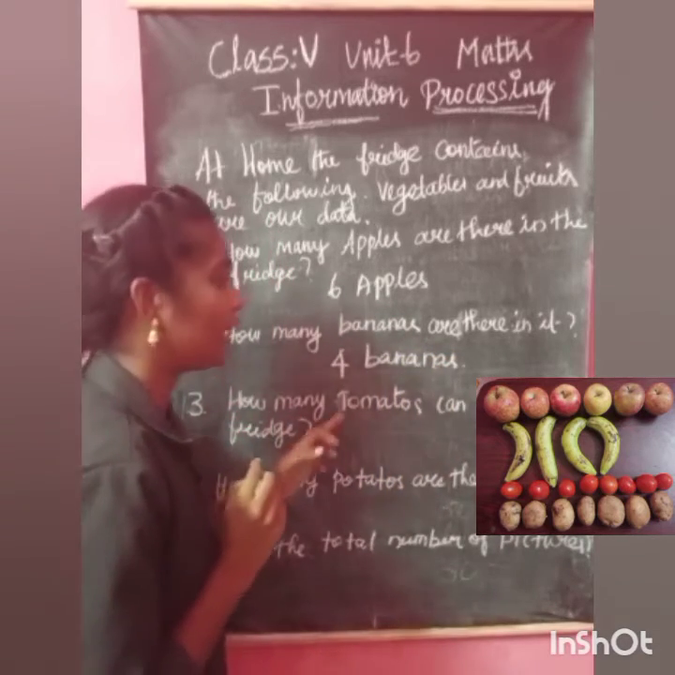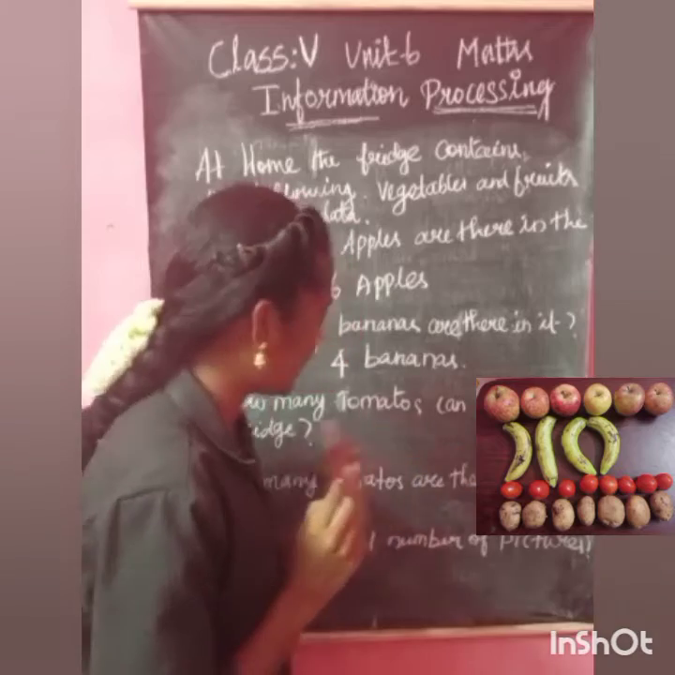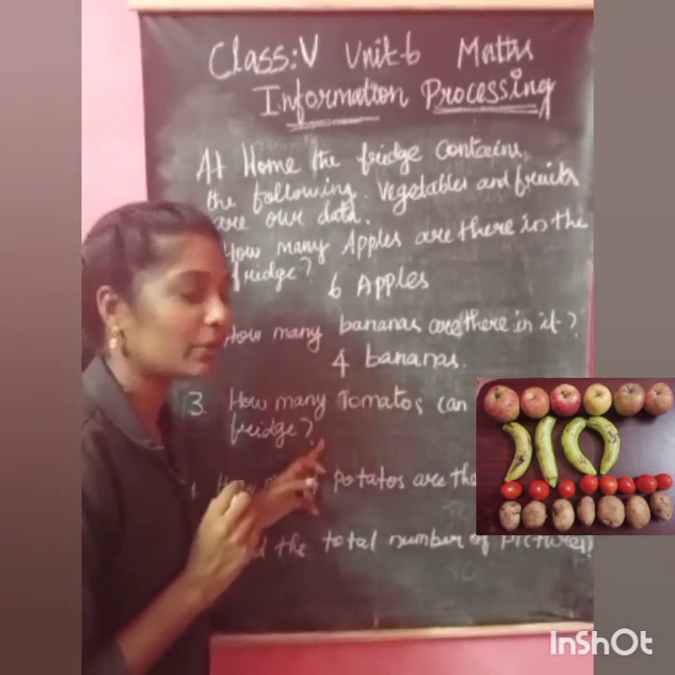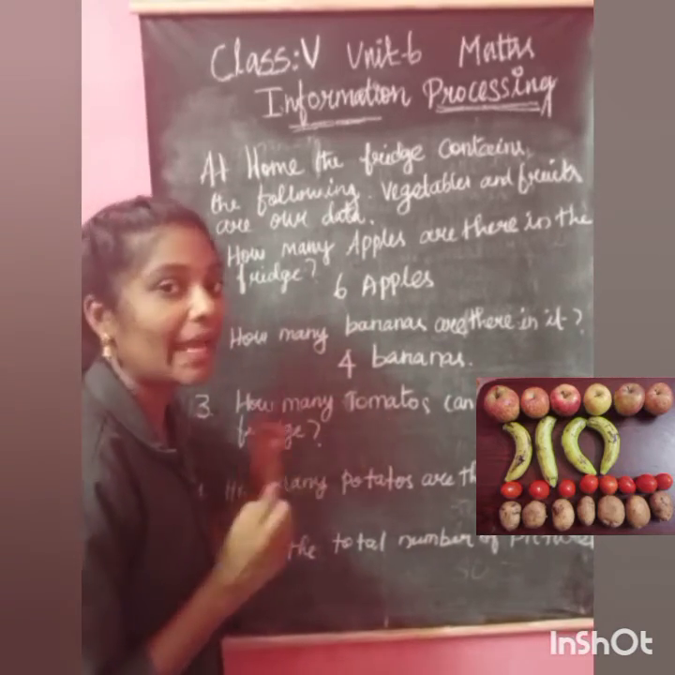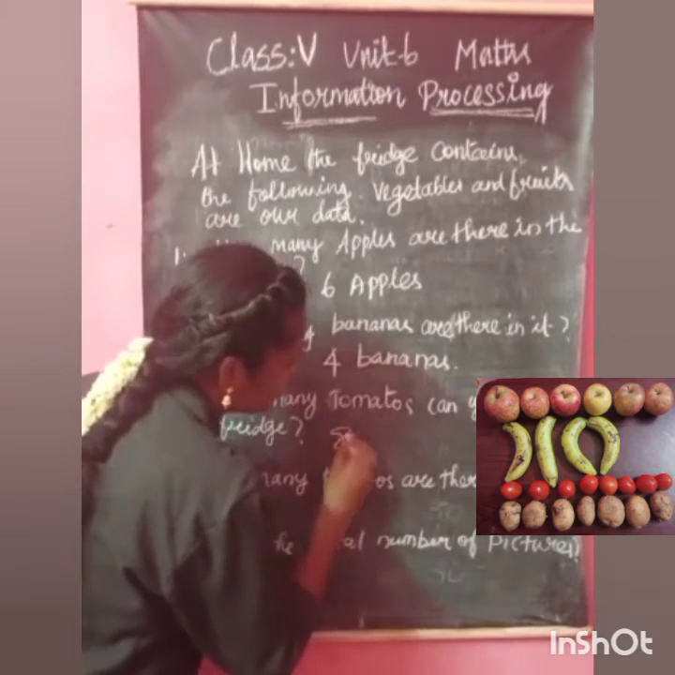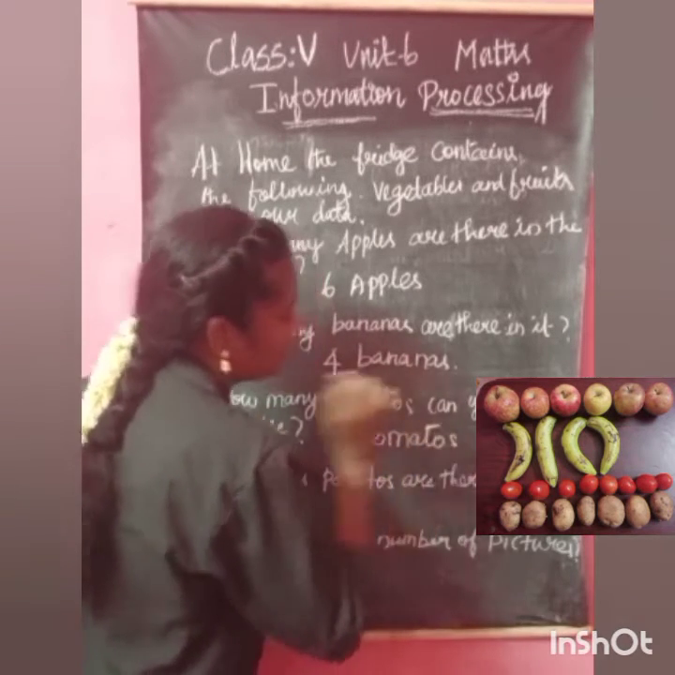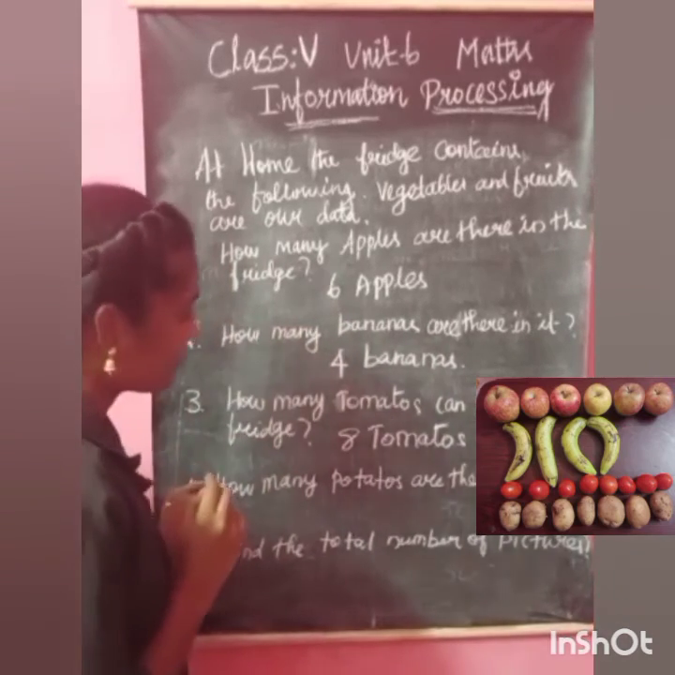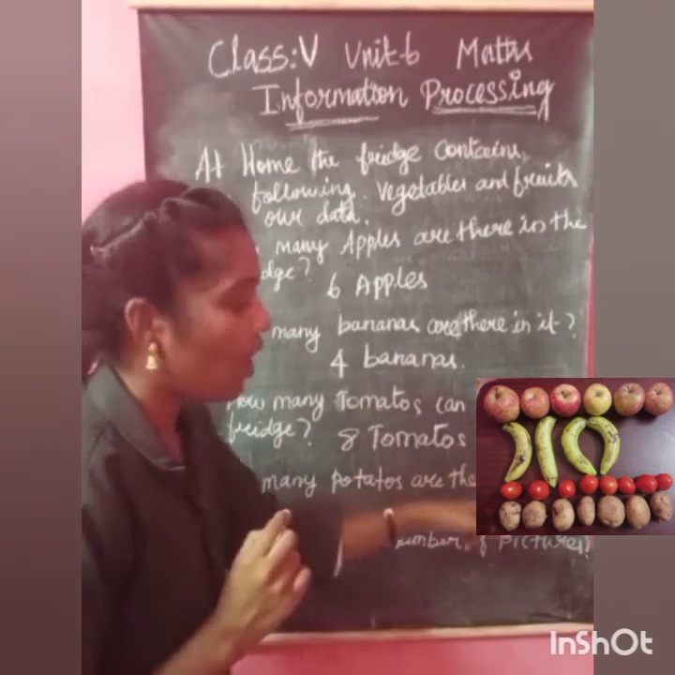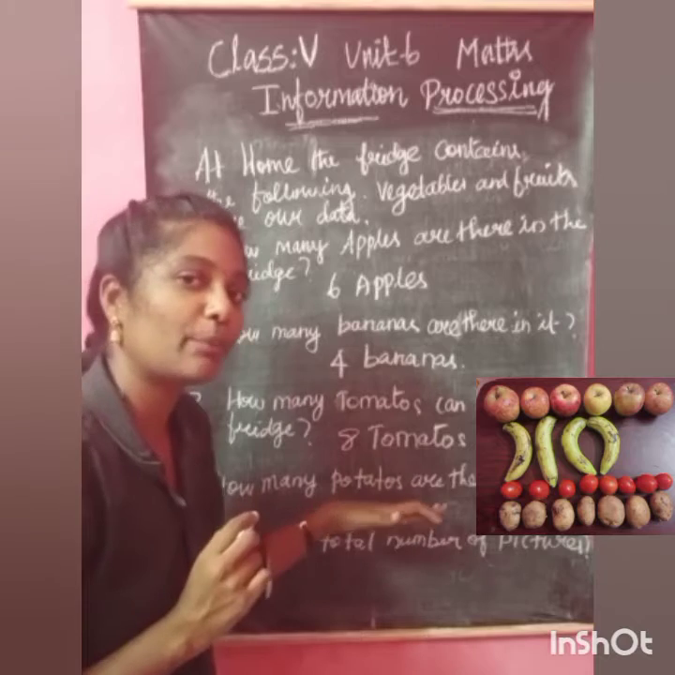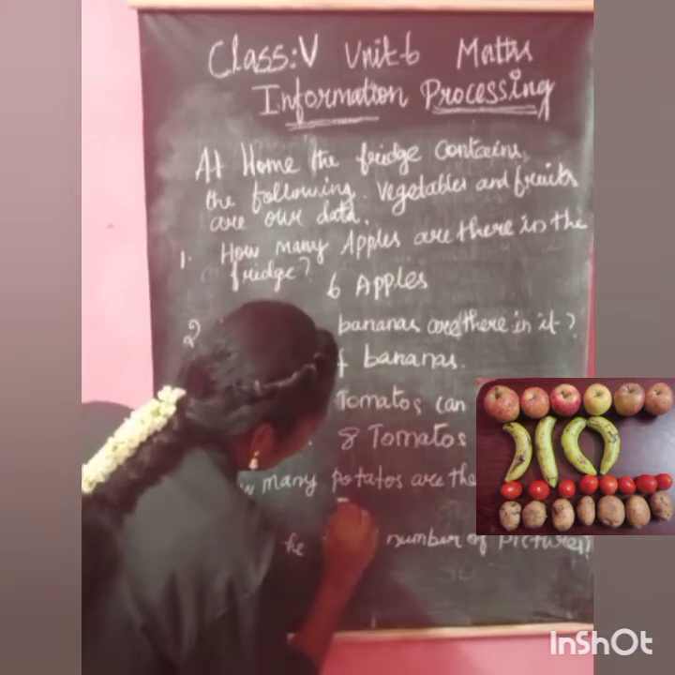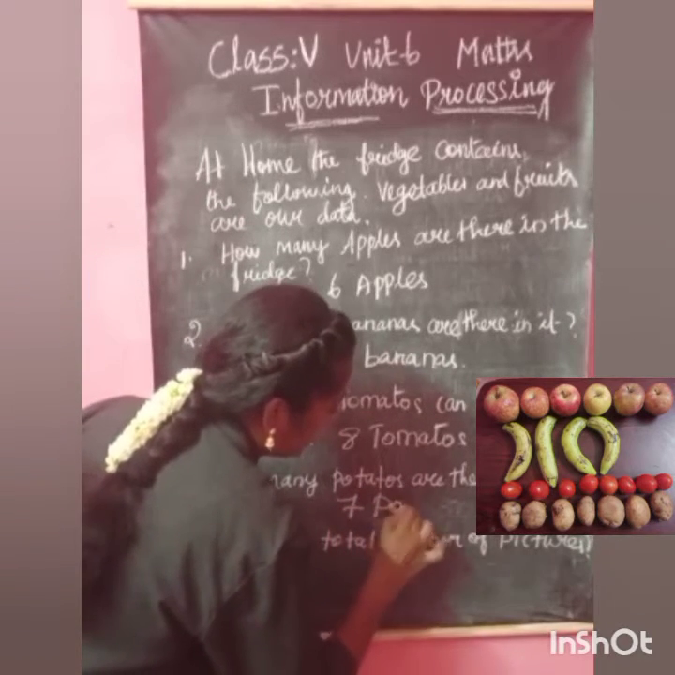Next, how many tomatoes can you see in the fridge? How many tomatoes? 8 tomatoes. Next, how many potatoes are there in it? How many potatoes? 7. Very good. 7 potatoes.